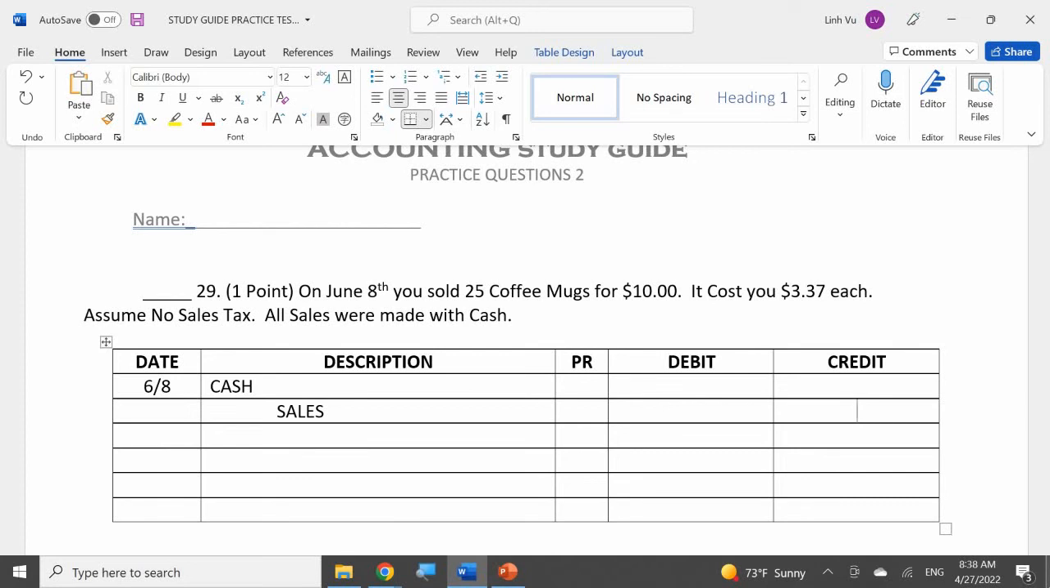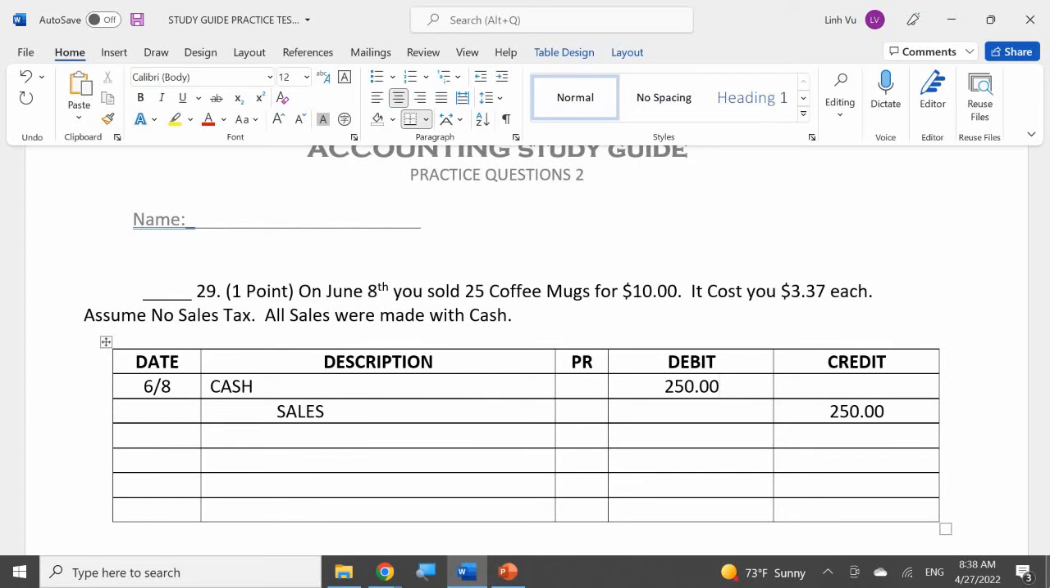$2.50 times 100... $250, right? 25 times 10 gives you $250. Since there's no sales tax, that's the exact amount of money you're going to be collecting. Now, because this is perpetual inventory, we also need to update my inventory because I'm constantly updating it. When I make a purchase, I update it. When I make a return, I update it. When I make a sale, I need to update it.